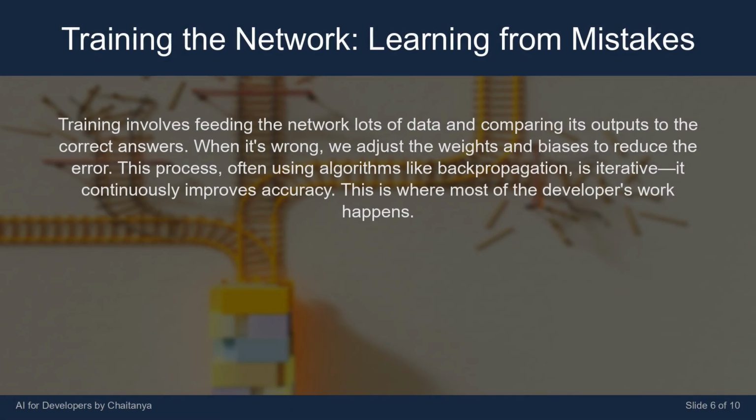Training involves feeding the network lots of data and comparing its outputs to the correct answers. When it's wrong, we adjust the weights and biases to reduce the error. This process, often using algorithms like backpropagation, is iterative. It continuously improves accuracy. This is where most of the developer's work happens.